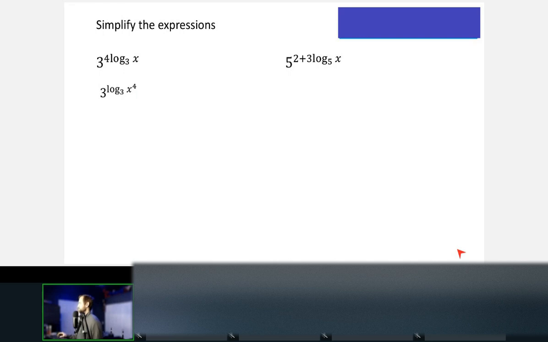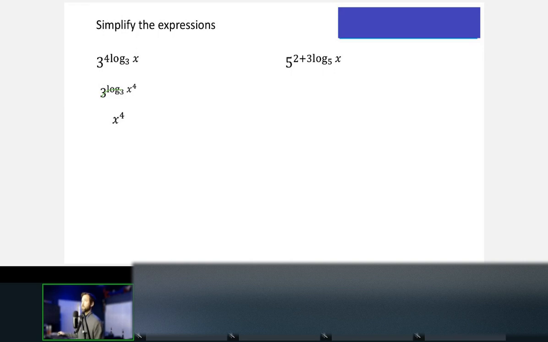Yeah, 3 and log base 3, that cancels out, right? And then the x to the fourth carries down. So this cancels out. It's one of the inverse properties. And then the x to the fourth carries down. And then we're done. It's simplified. There's nothing else we can do. That is the answer.